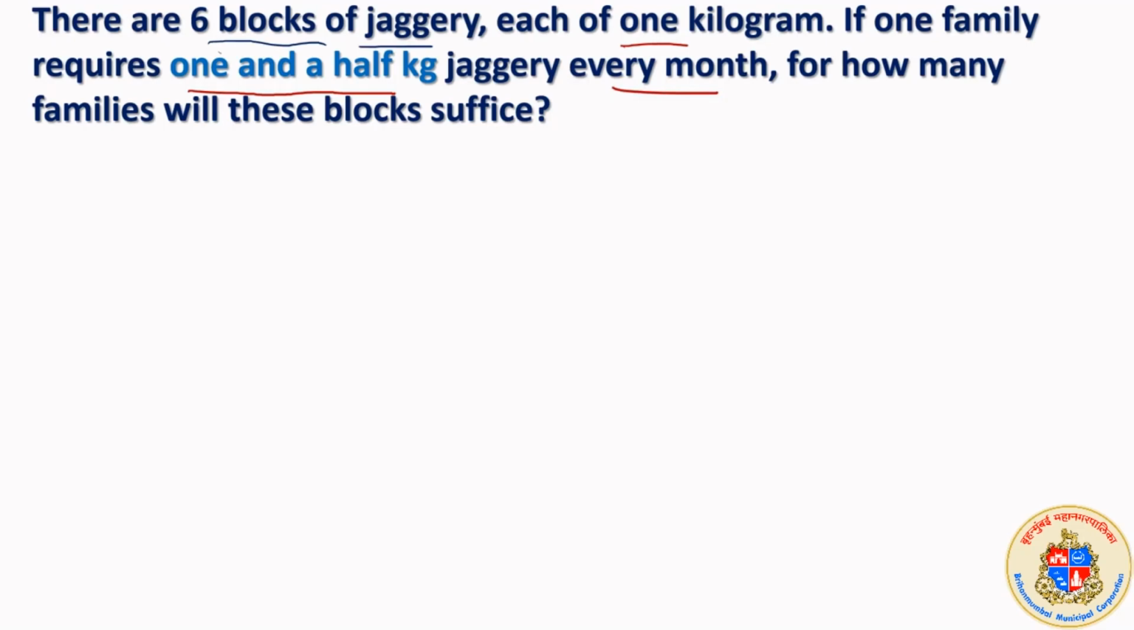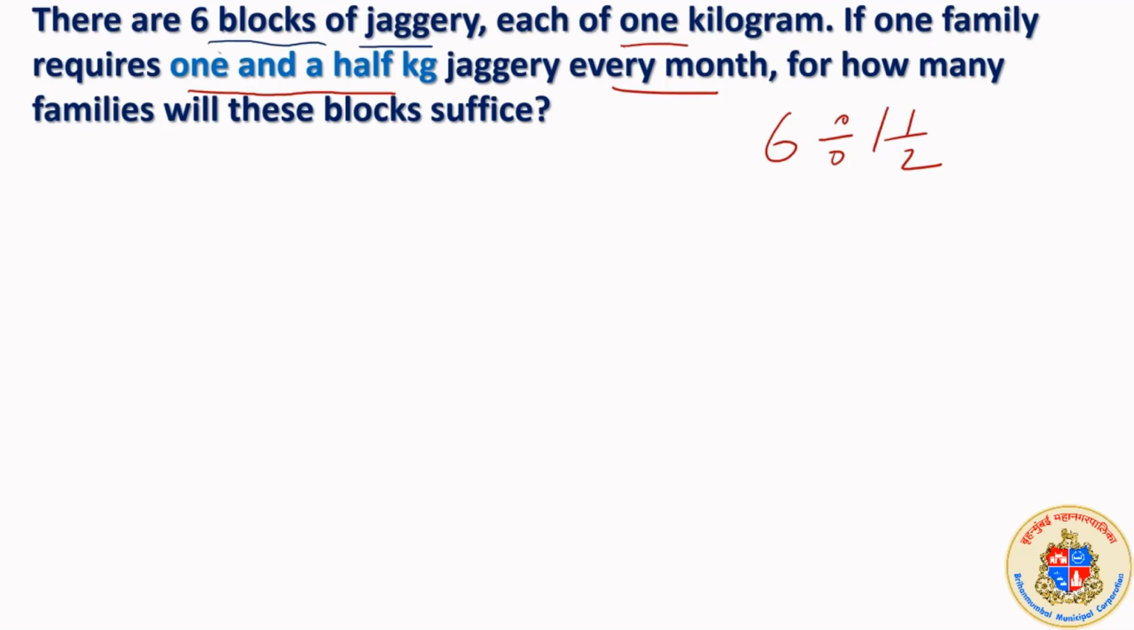So 6 blocks are there. One family requires 1.5, second family 1.5, third family 1.5, fourth family 1.5, every month. So with 6 blocks, how much will it be? We need to divide 6 jaggeries by 1.5. If it was 1 kilogram each, it would be sufficient for 6 families.